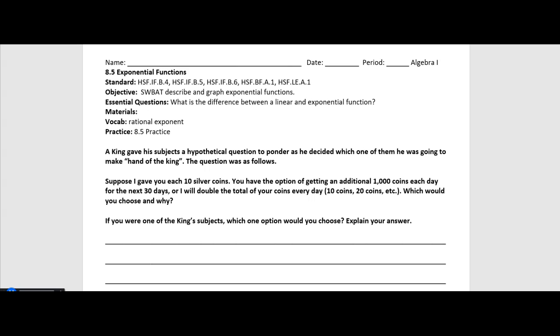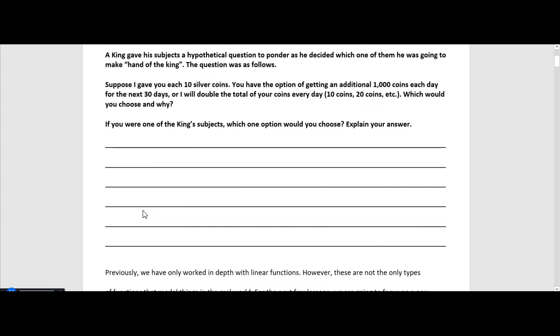Today we're going to finish up our unit on exponents by talking about exponential functions. So let's just hop right into it. Let's look at this introductory problem to get us started.